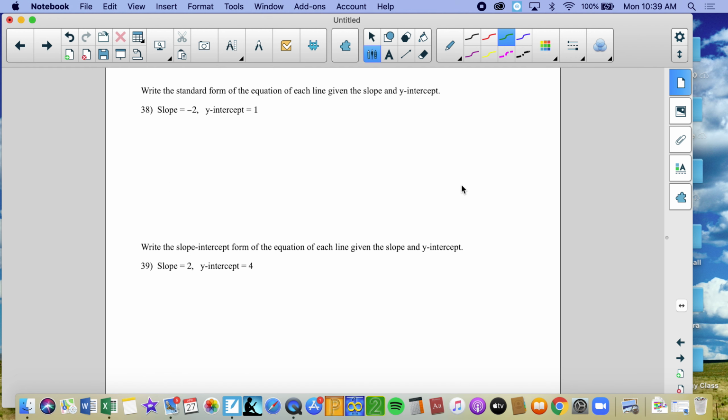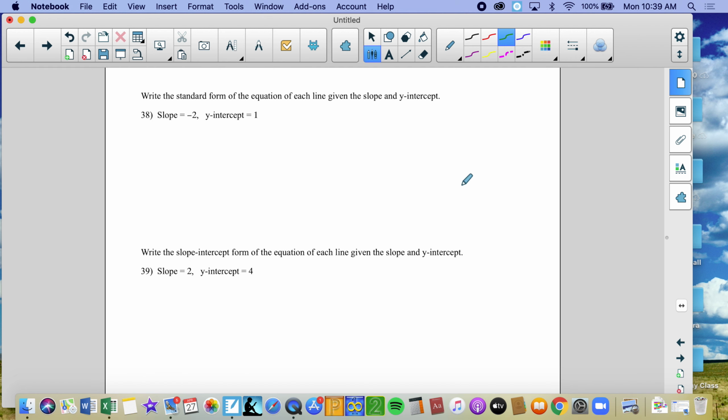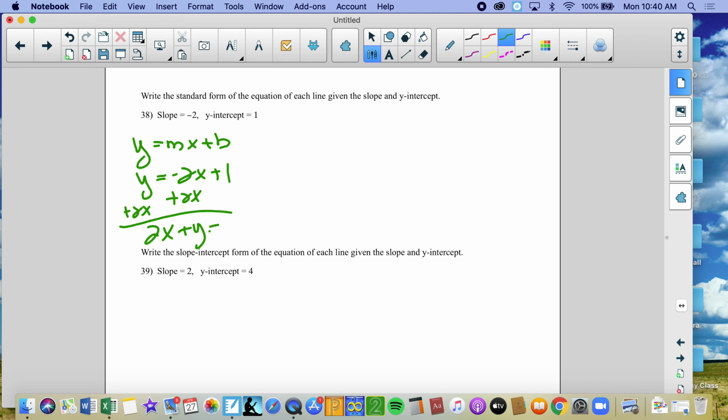Write the standard form of the equation. So I was given slope-intercept form. So I'm going to plug in the slope. I'm going to plug in the y-intercept. And now I'm going to put it in standard form. I'm going to add 2x to both sides to get the x and y on the same side. Are my a, b, and c integers? Yes. Is a positive? Yes. Then that is in standard form.